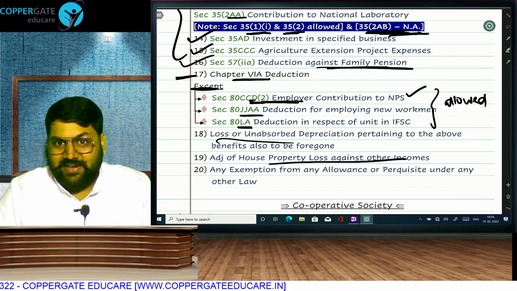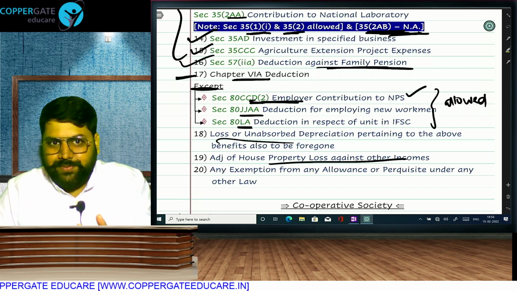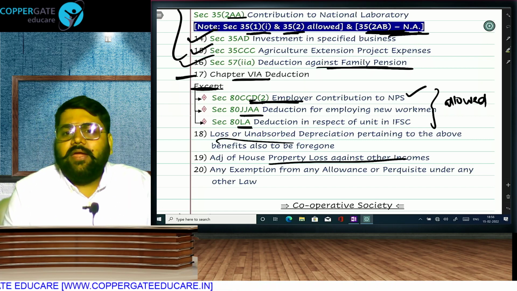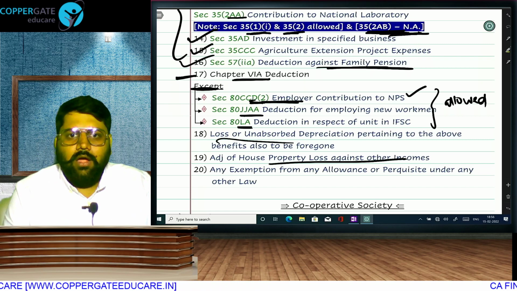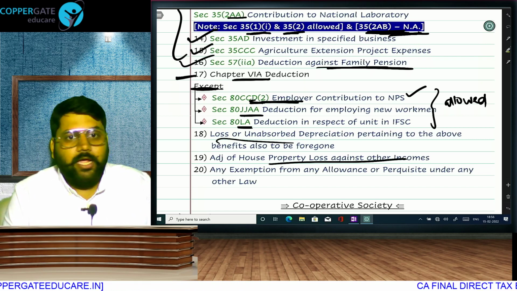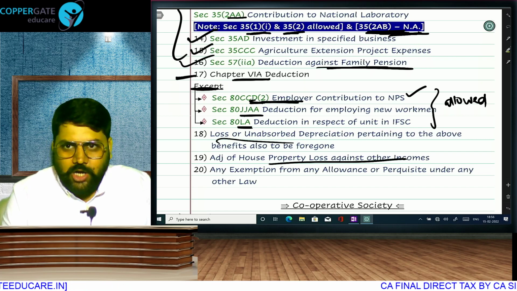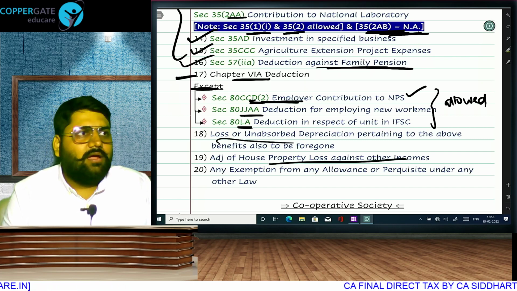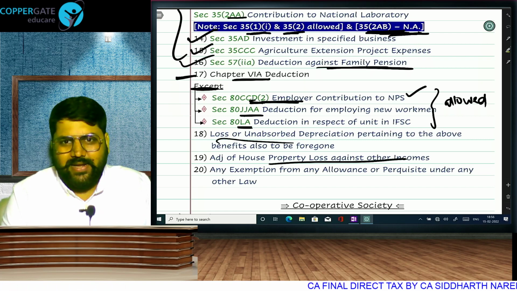Under set off chapter, it is allowed. Up to 2 lakh rupees of house property loss can be adjusted against other heads of income. It is allowed. But in new regime, it will not be allowed. So house property loss cannot be adjusted against other heads of income under the new taxation regime.